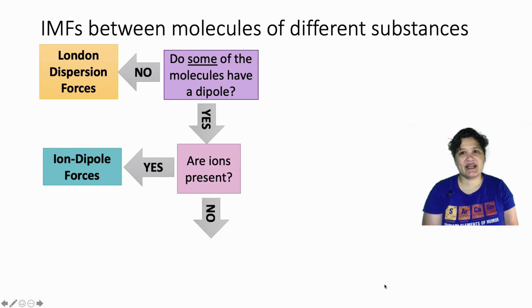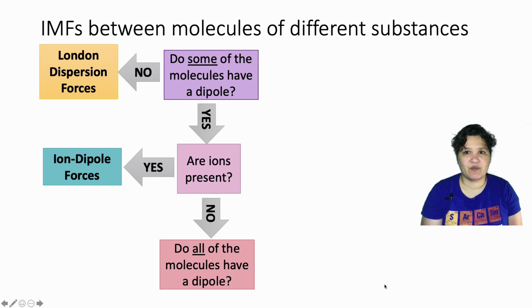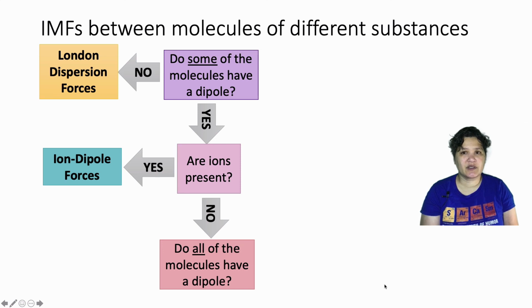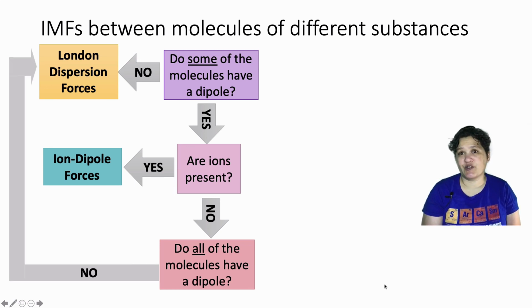Well, the next thing we're going to ask is, do all of the molecules have a dipole? So you could have a mixture of something like, let's say, water, which is polar, and hexane, which is not polar. So that would mean that some of the molecules, the water molecules, are polar, the hexane molecules are not polar. What happens if you don't have all of the molecules with dipoles? Well, you can't get any other force other than London dispersion forces.